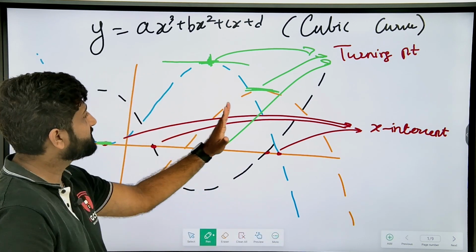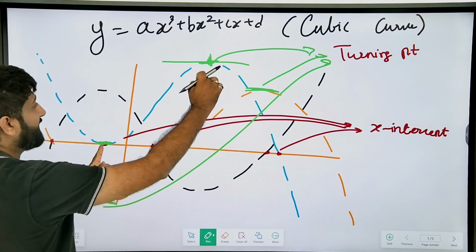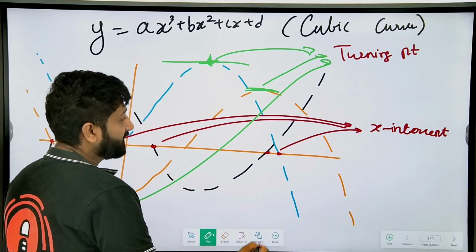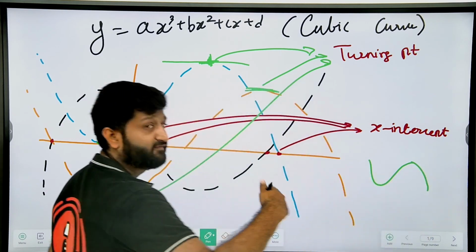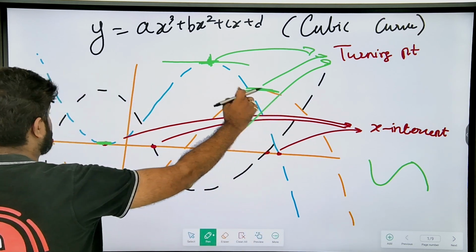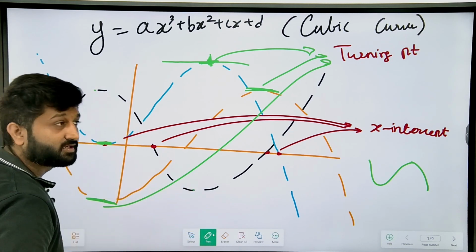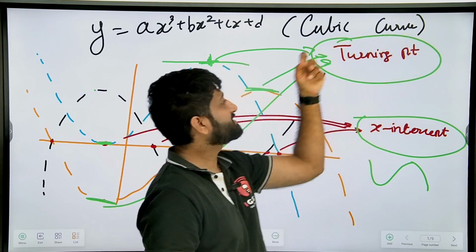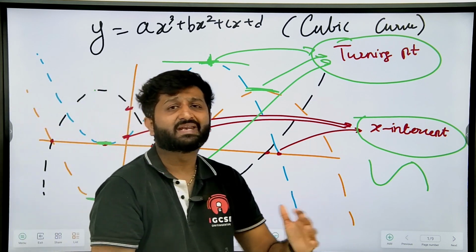Now what will happen after this point? Obviously the value of y is reducing. So these 2 are my turning points. When the graph turns, either it turns like this, or like this. So this is also a turning point. These 2 points are my turning points, and even these 2 points are turning points. In the same way, you can also say these 2 points are turning points. So if you have the x-intercepts, the turning points, and the y-intercept, I can plot the graph very easily.